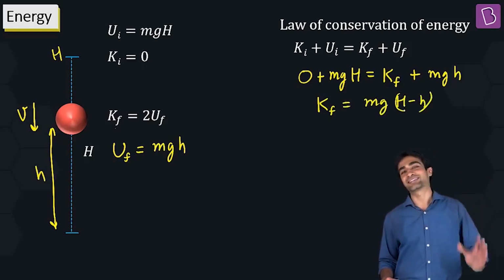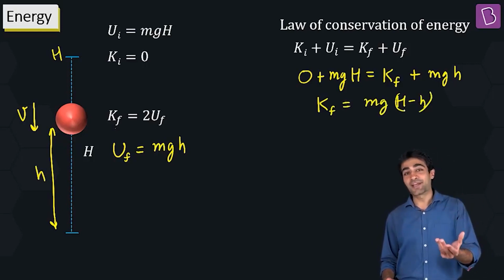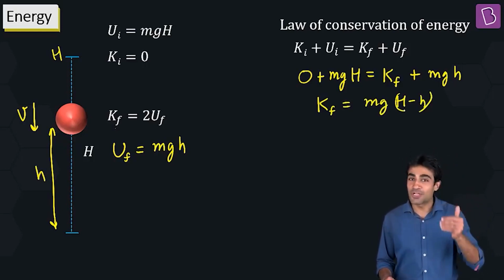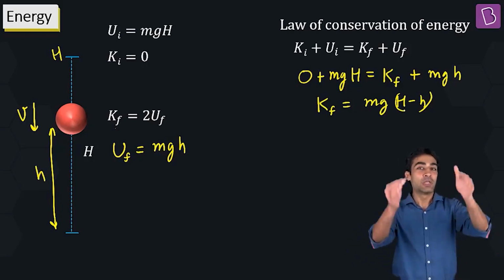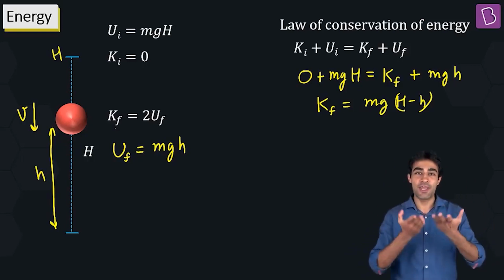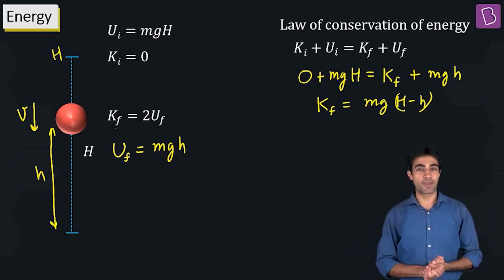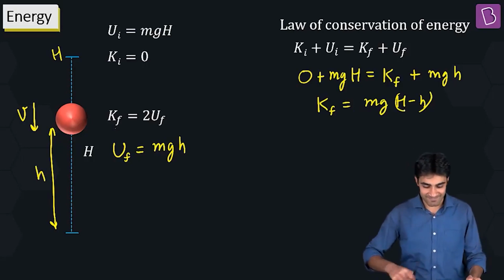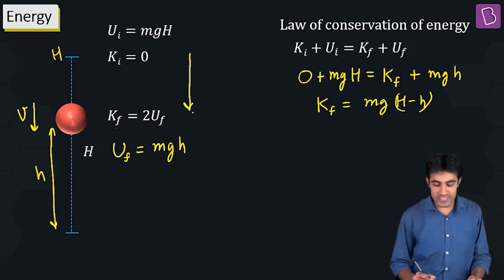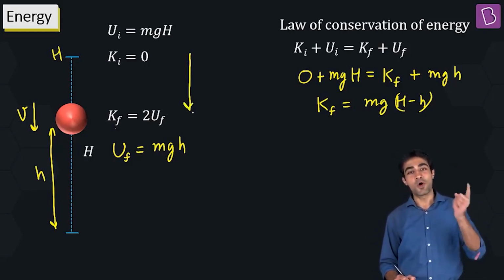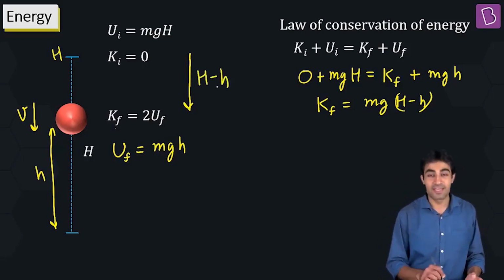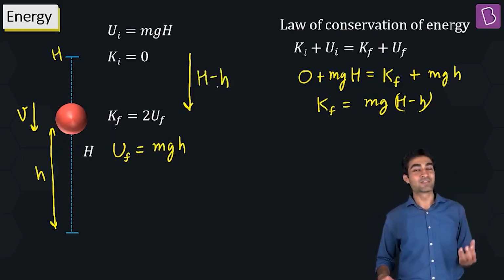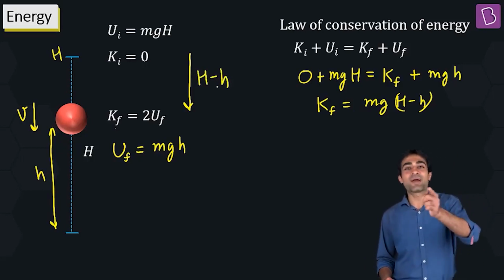Fantastic. Another way to get this kinetic energy is: loss in potential energy is gain in kinetic energy. Loss in potential energy is due to this displacement, and this displacement is capital H minus small h. So the loss in potential energy is mg(H minus h).